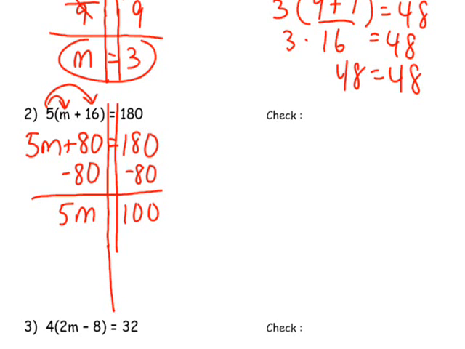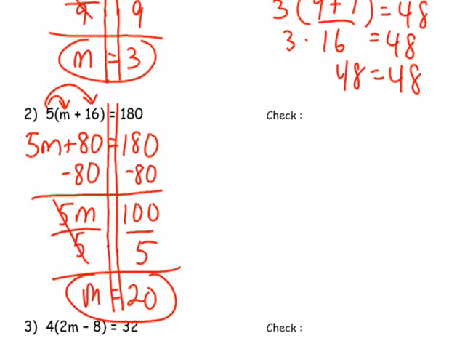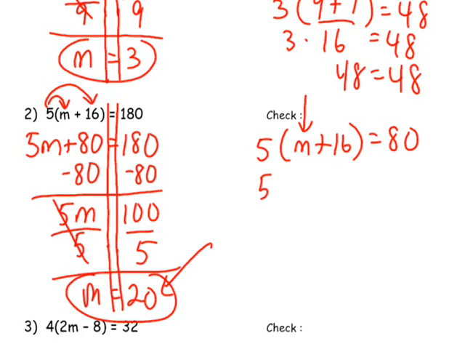And then I'm left with a nice, easy one-step equation. And again, to get rid of the coefficient 5, I'm going to divide by 5. I'm going to divide the other side by 5. So m equals 20. Let's just double check and make sure we got that right. So I'm going to start with my original equation, and I'm going to substitute my answer of 20. I'm going to replace m with our answer of 20 and see if that checks.